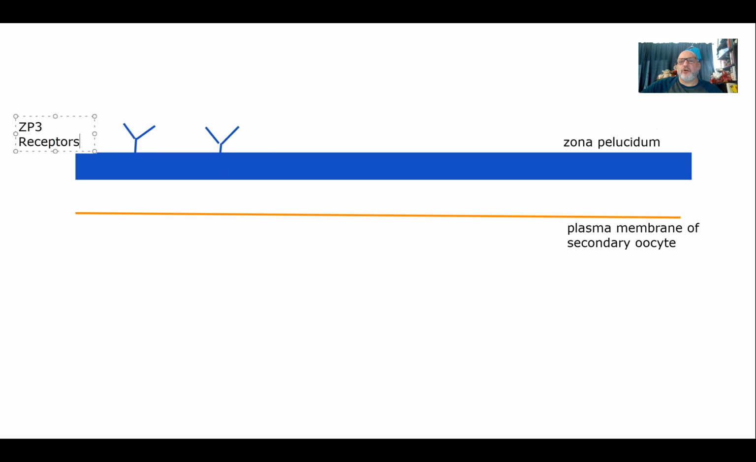So our sperm have been chewing away at the zona pellucida, binding to those ZP3 receptors, releasing their digestive enzymes, and working their way through the zona pellucida. So our goal is to get that first sperm to come in contact with the plasma membrane of our secondary oocyte.